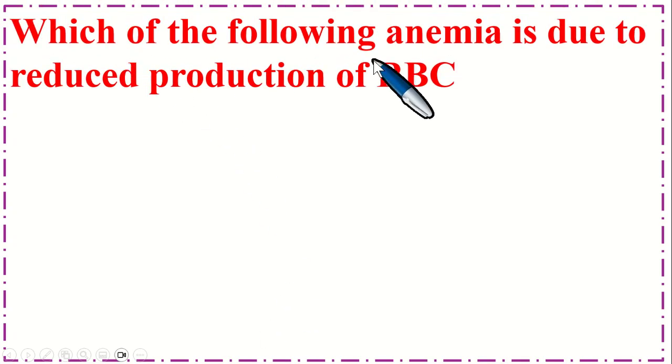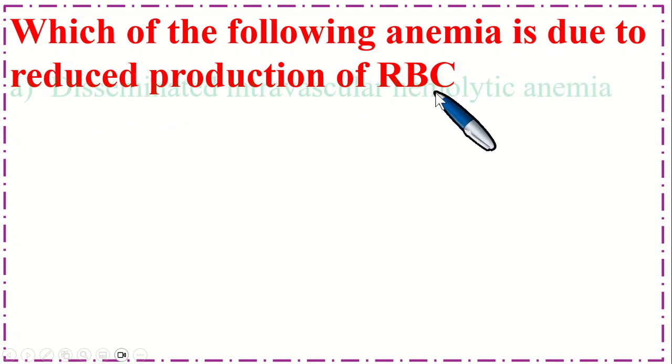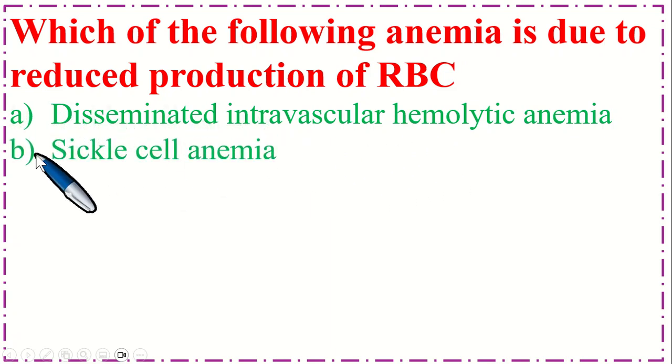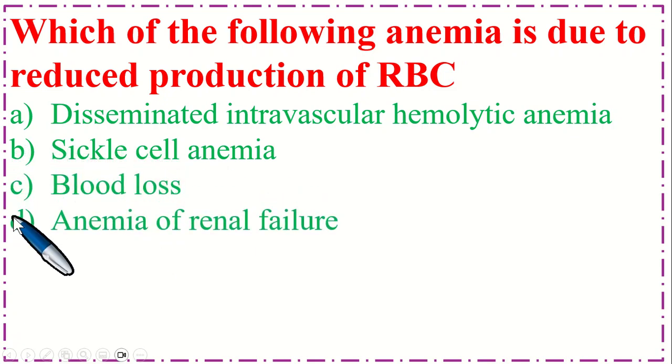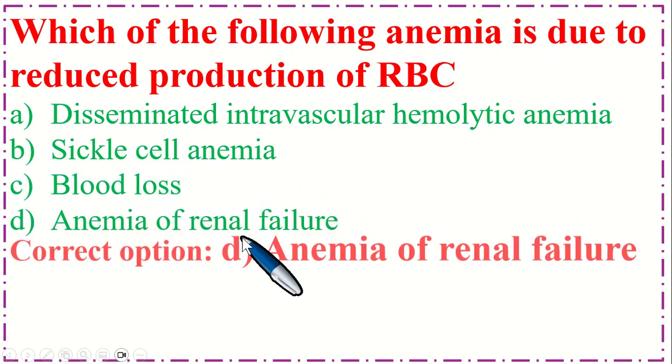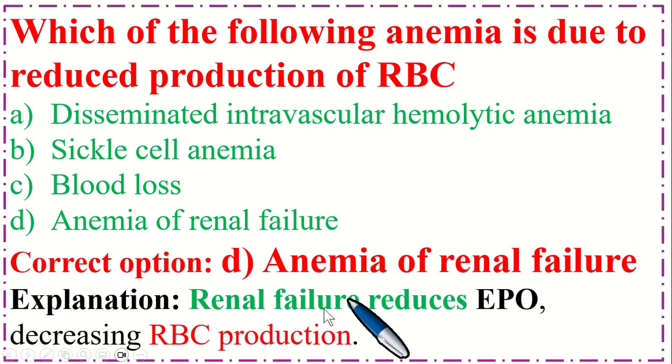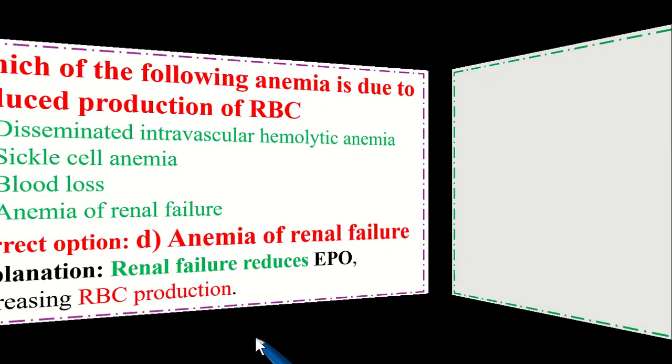Which of the following anemia is due to reduced production of red blood cells? Option A. Disseminated intravascular hemolytic anemia. B. Sickle cell anemia. C. Blood loss. And option D. Anemia of renal failure. So the correct option is D. Anemia of renal failure. Renal failure reduces EPO, erythropoietin, which decreases red blood cell production.